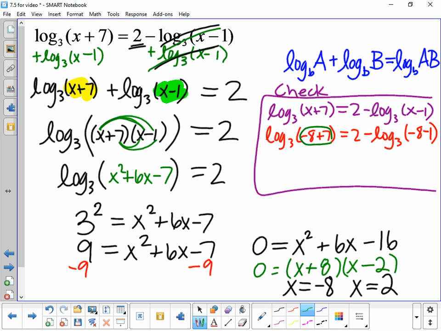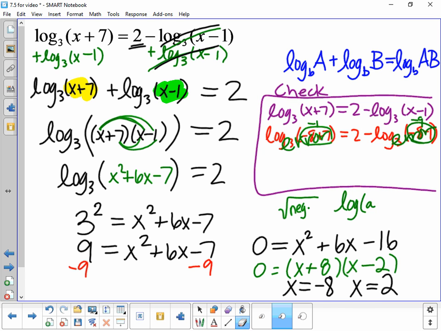This would be negative 1, and this would be negative 9. And we can't take the logarithm of a negative number. These would both give me errors in my calculator if I tried to evaluate them. In some ways, it's similar to a square root. You can't have a negative here. Same with logs. You can't take the log of a negative number.